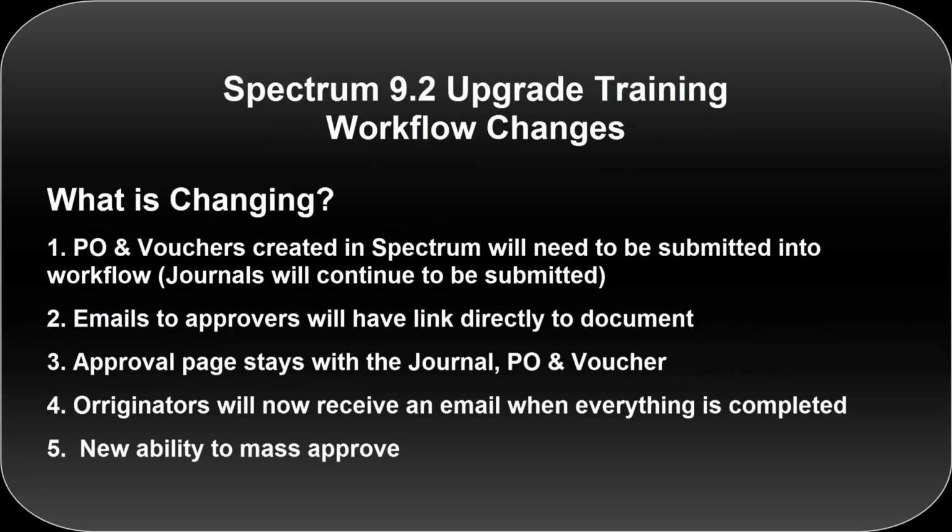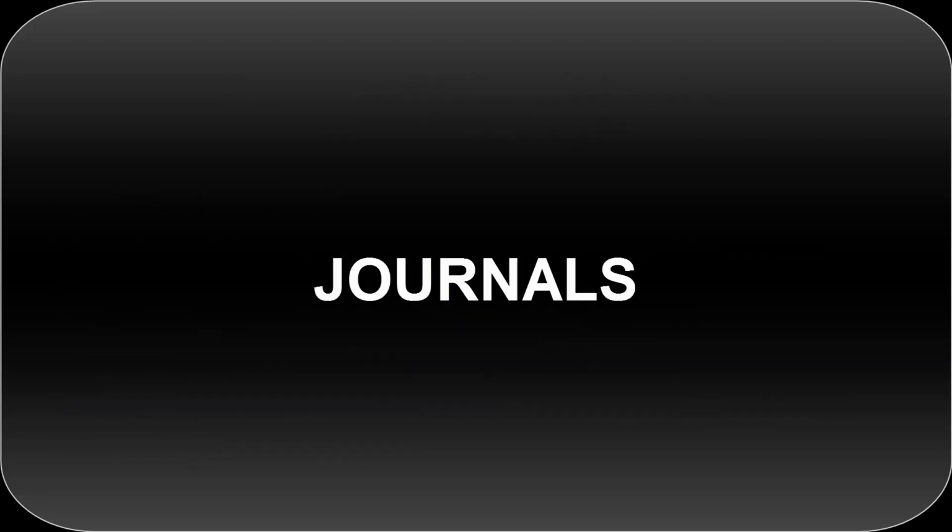So what is changing? Journals, POs, and vouchers that are created in Spectrum will need to be submitted into workflow. Emails to approvers will now have a direct link to the document after a person signs in. Approval pages will stay with the journals, POs, and vouchers to provide more information about what's being approved. Originators will now receive an email when everything is completed. And there is now a new ability to mass approve journals, POs, and vouchers.